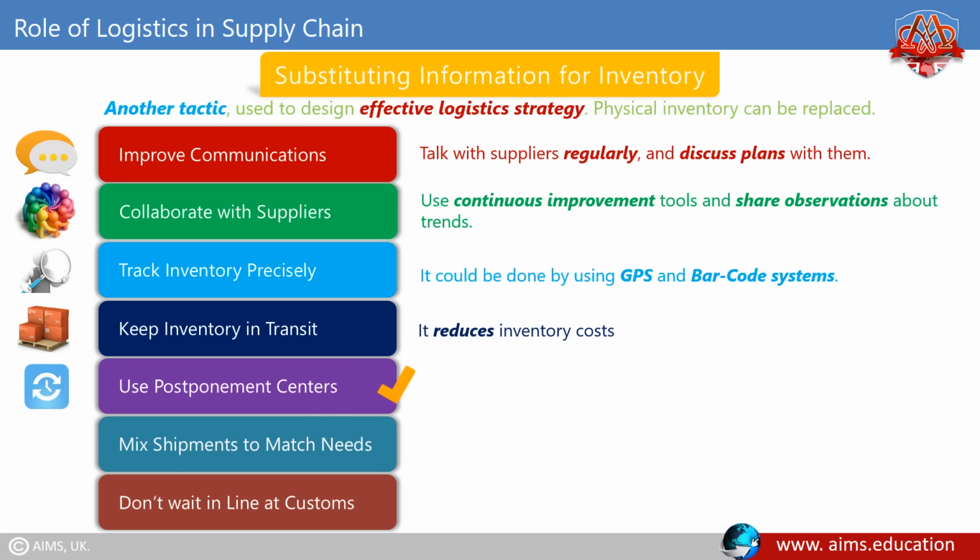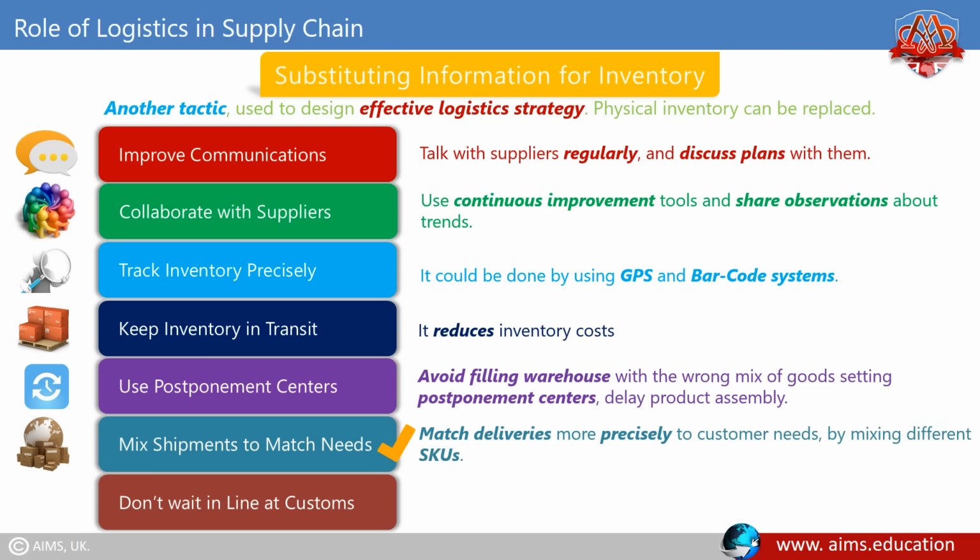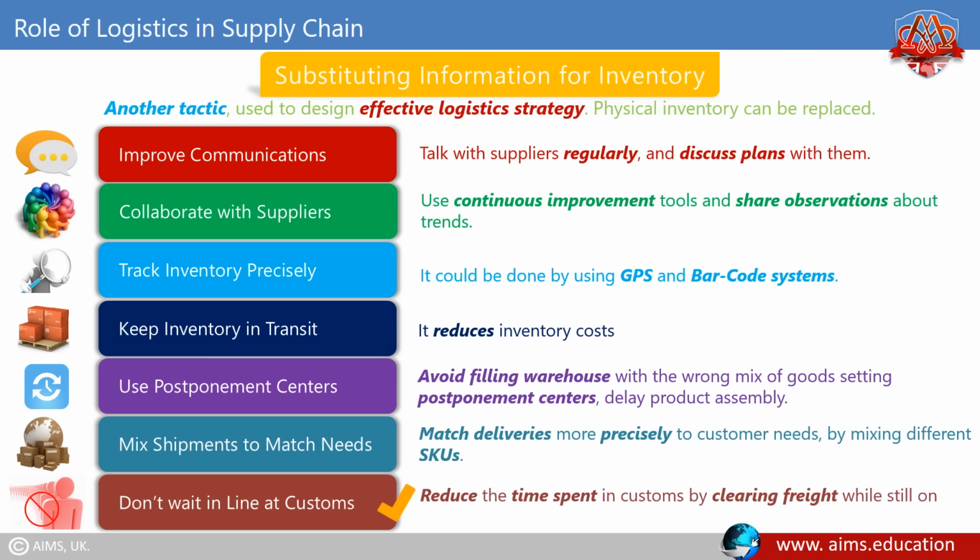Use postponement centers. Avoid filling warehouses with the wrong mix of finished goods by setting up postponement centers to delay product assembly until an actual order has been received. Mix shipments to match customer needs. Match deliveries more precisely to customer needs by mixing different SKUs on the same pallet and by mixing pallets from different suppliers. And don't wait in line at customs. Reduce the time spent in customs by clearing freight while still on the water or in the air.